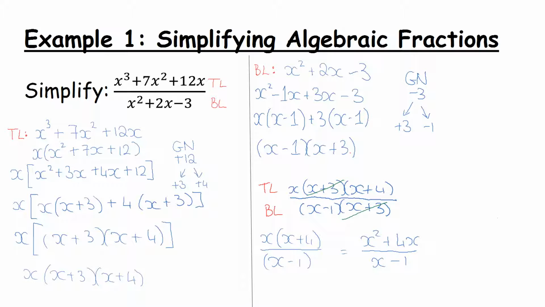This leaves us with x bracket x plus 4 over x minus 1, and we can multiply back out that top line, which gives me x squared plus 4x over x minus 1. So that is simplifying algebraic fractions, and this is the most likely way that you will be asked your factorization as part of a question. It doesn't mention anything about factorization. You have to know that you have to do factorization in order to simplify the fraction.